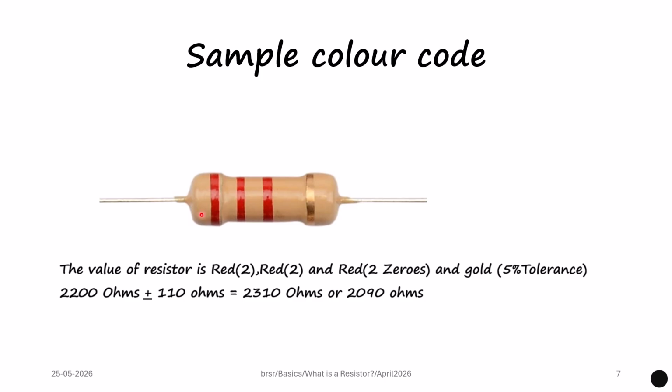That is 2, 2, 0, 0 is the value of this resistor. And there is a golden band which means it is 5% tolerance. That is from the value 2200 plus or minus 5%, that is 110 ohms. The value of the resistor could be 2310 ohms on the higher side or 2090 ohms on the lower side.